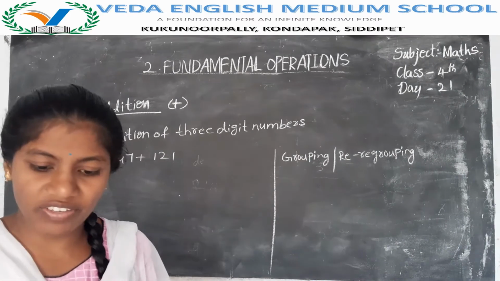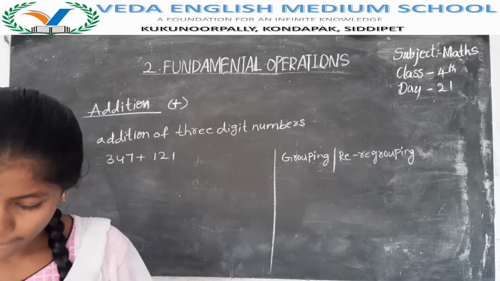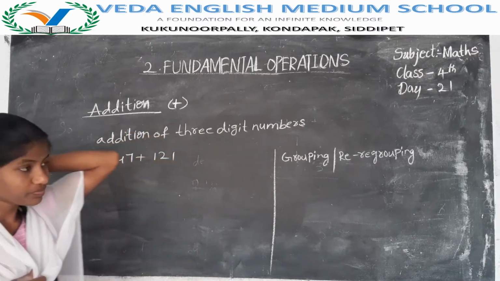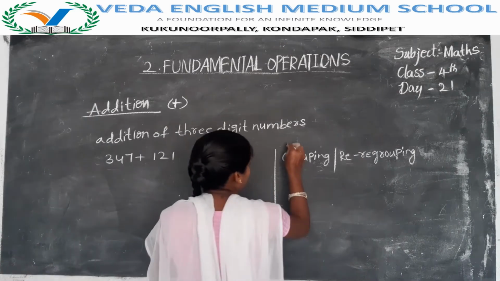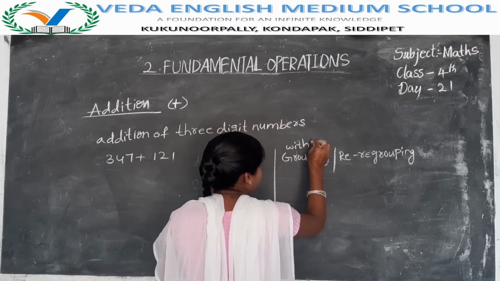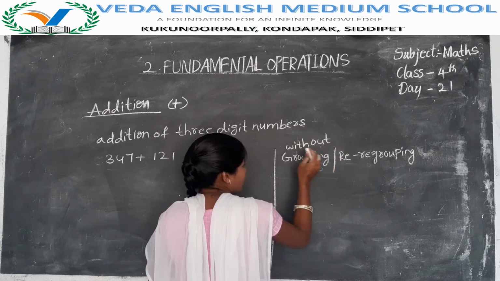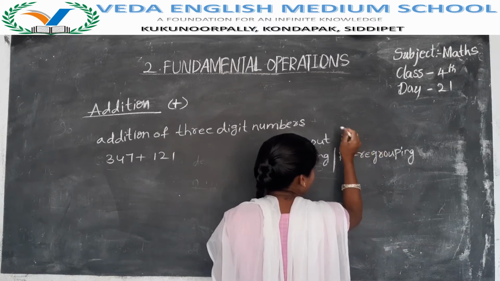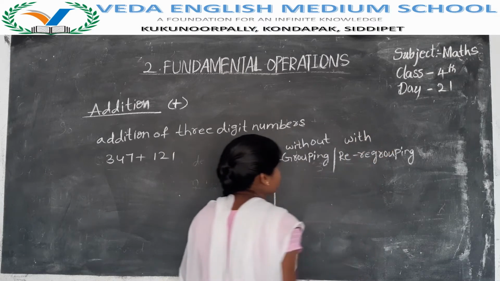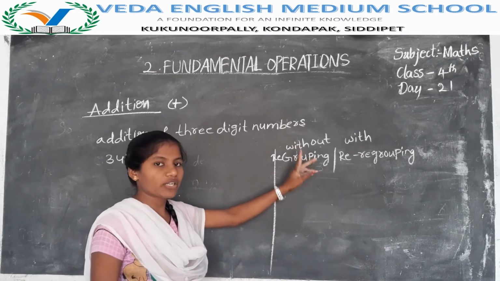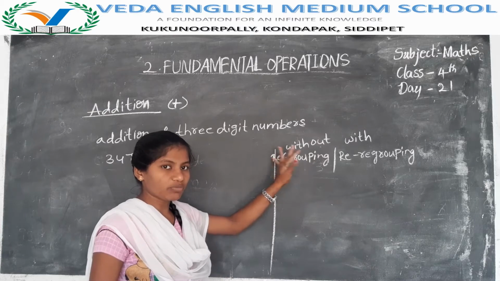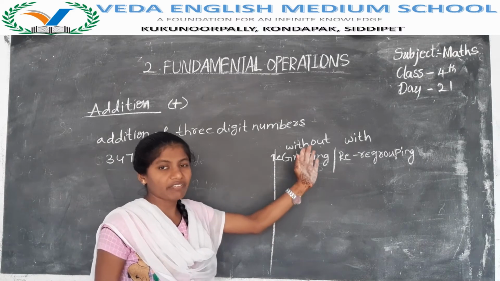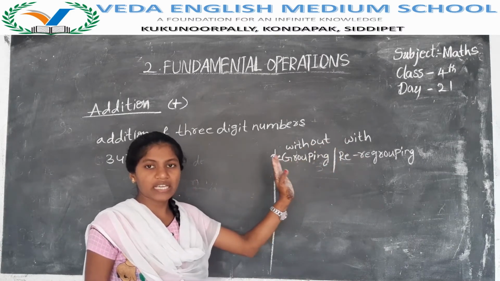Addition of 3-digit numbers already we have learned. Without regrouping, with regrouping. In the addition we will use the terms regrouping and without regrouping. Without regrouping means without carry, with regrouping means with carry. Carry lekunda ela cheyali, carry unte ela cheyali.